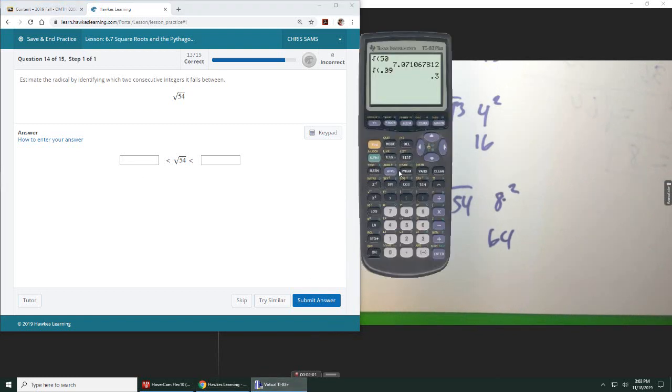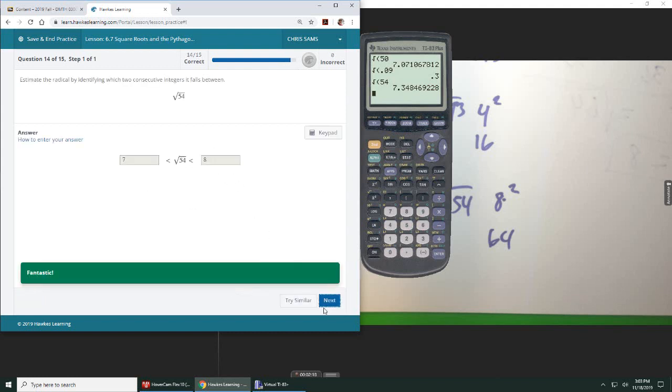And you can do that same thing from a calculator. Second square root 54. It wants to know what whole numbers it is between, so it's between 7 and 8, which you can see from there. That number is 7 point something, so the whole number 7 and the whole number 8 would sandwich that value.